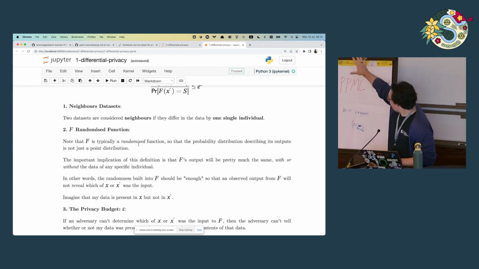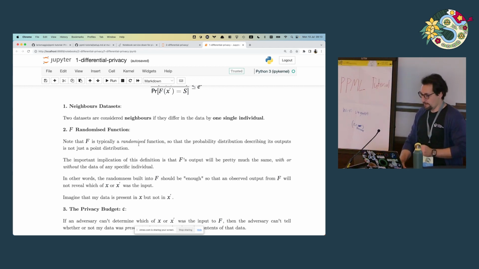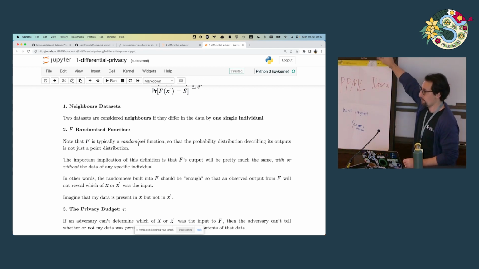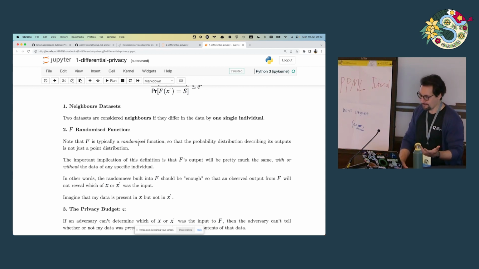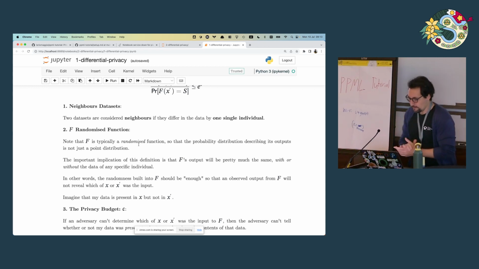The last bit of the formulation is that epsilon, and that's when the interesting things come into play. So, the details of everything: what is this epsilon in all of this?